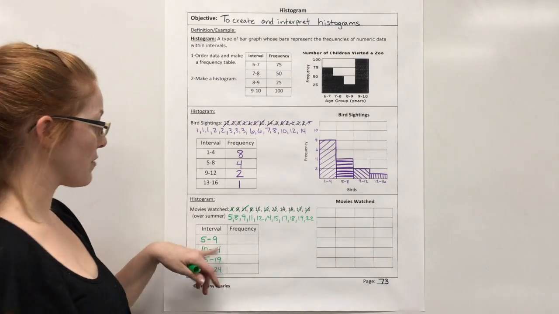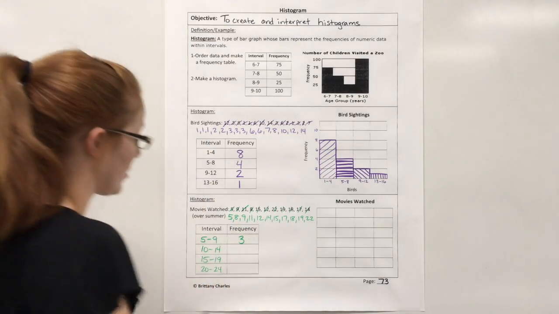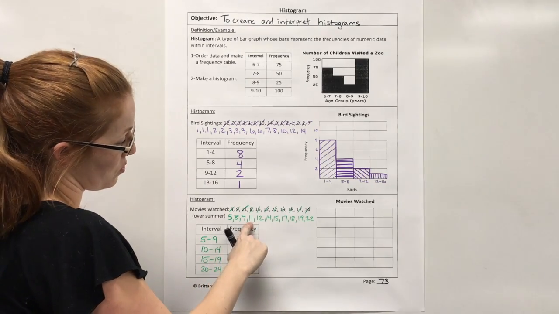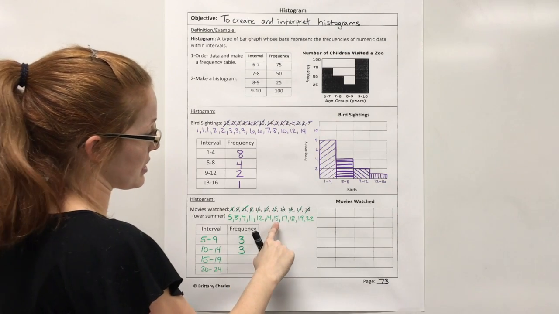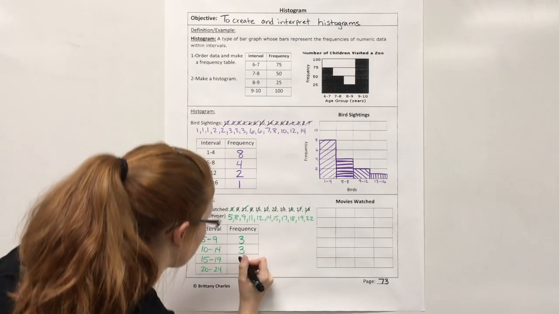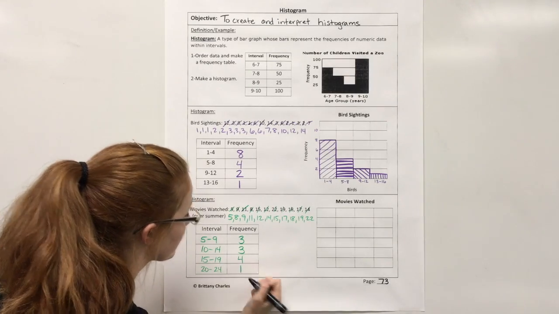Okay. So 5 to 9 would be 1, 2, 3 numbers. Okay, 10 to 14, 1, 2, 3 numbers. 15 to 19, 1, 2, 3, 4. And then 20 to 24 would be 1.